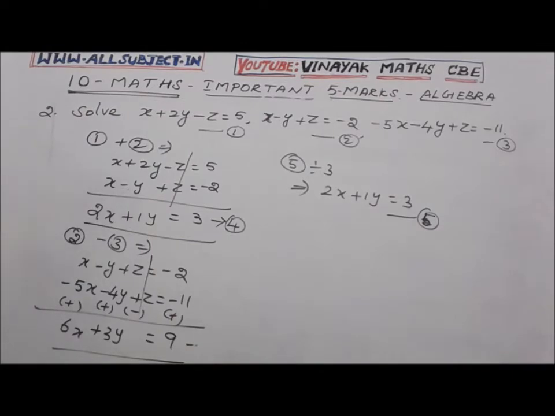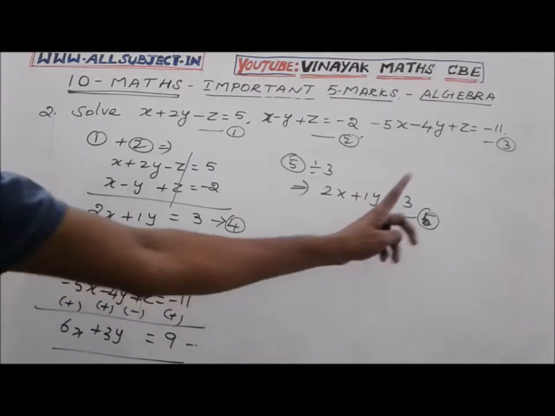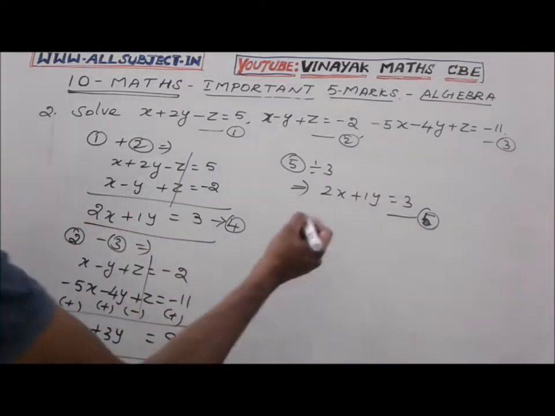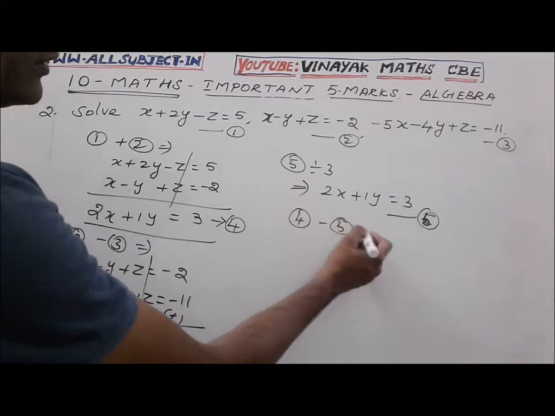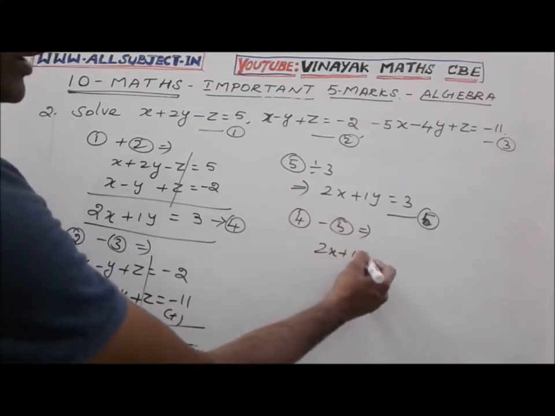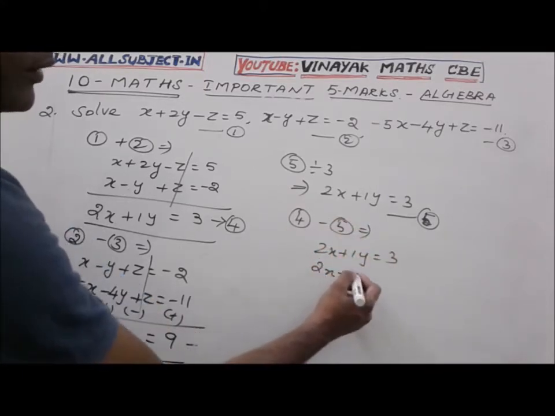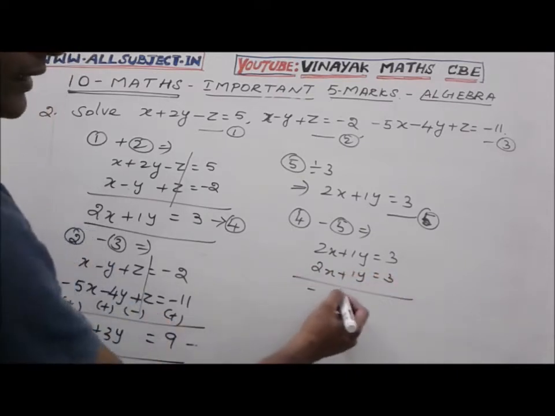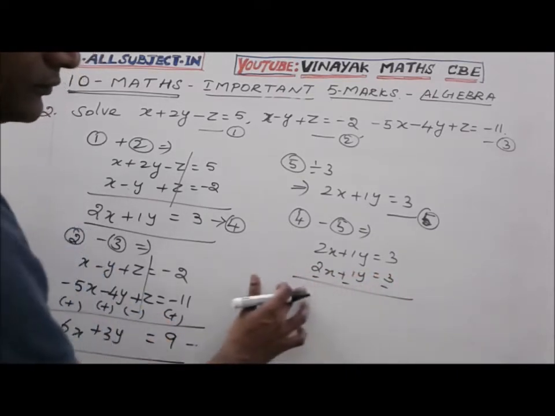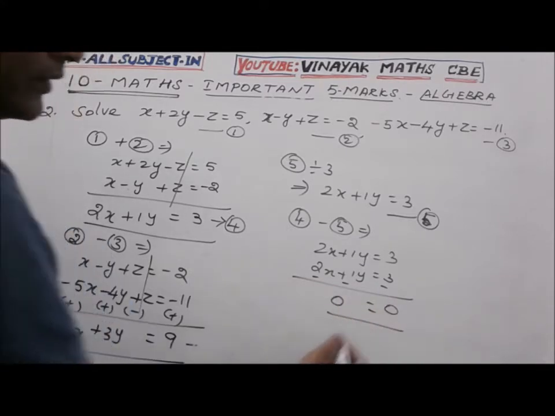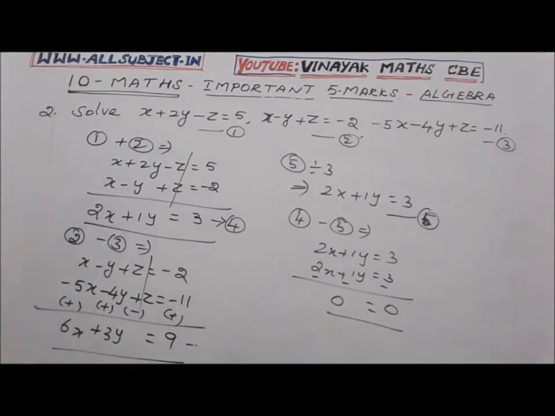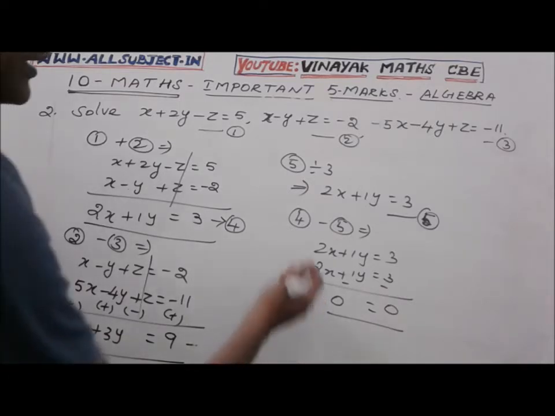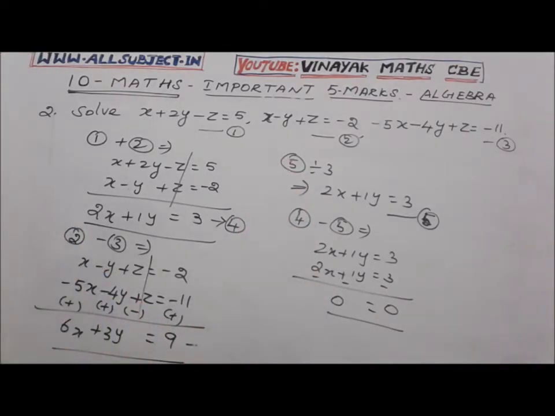Now listen carefully here. Equations 4 and 5 give the same values: 2x plus 1y equal to 3, 2x plus 1y equal to 3. So solving 4 and 5, 4 minus 5 implies 2x plus 1y equal to 3 minus 2x plus 1y equal to 3. Subtracting, we will get 0 equal to 0. Now here we have an identity, 0 equal to 0. This means the given system of equations has infinitely many solutions.